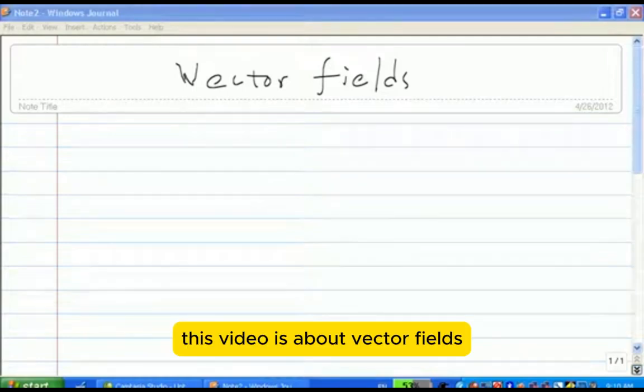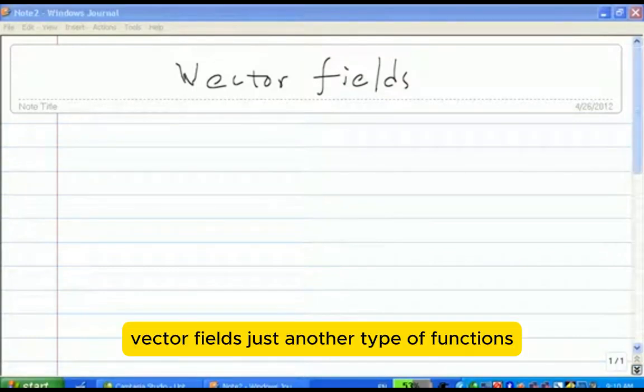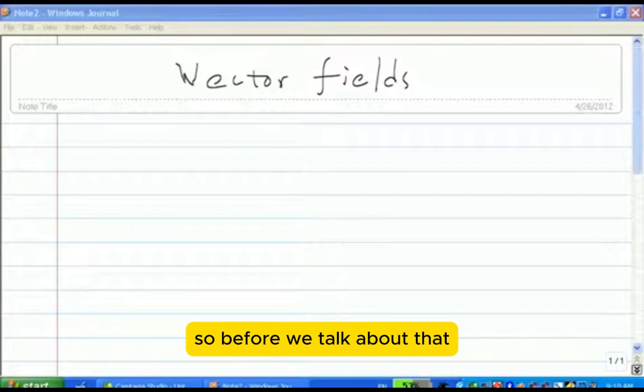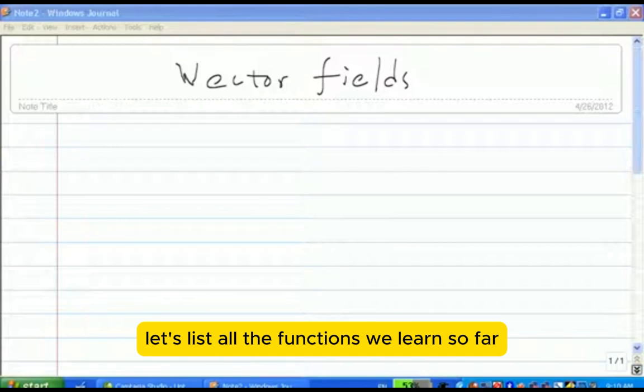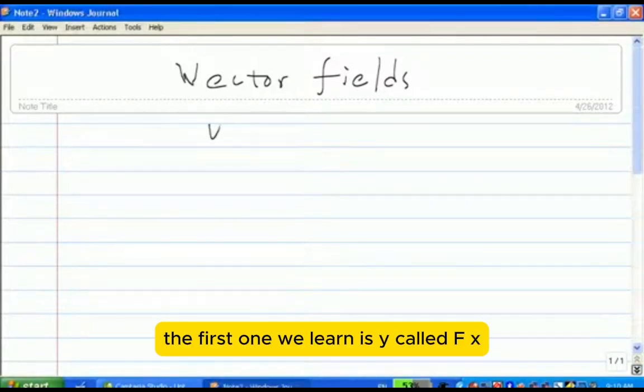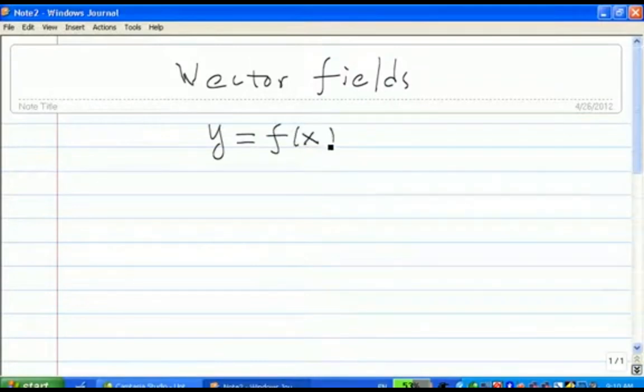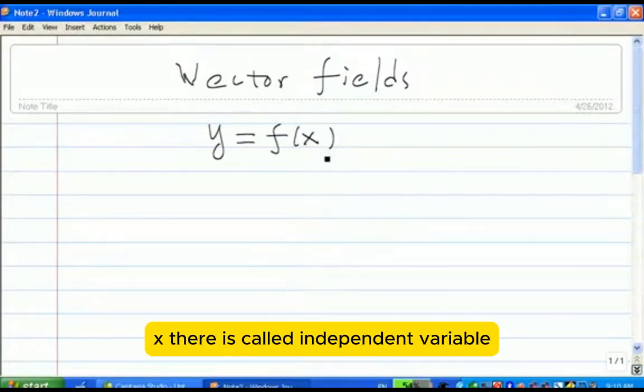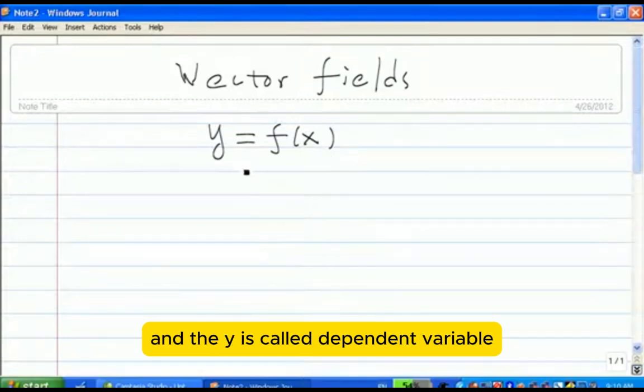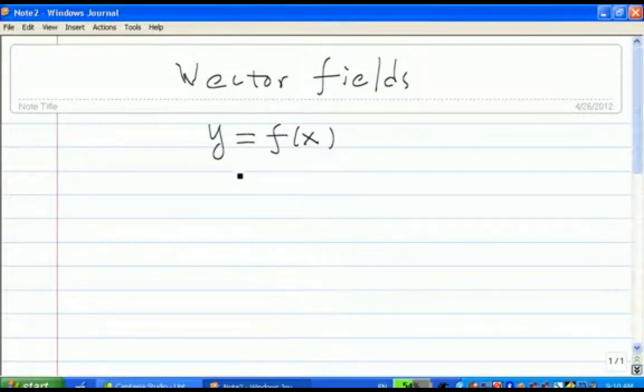This video is about vector fields. Vector fields, just another type of functions. So before we talk about that, let's list all the functions we learned so far. The first one we learned is y equal to f(x). X there is called the independent variable and y is called the dependent variable.